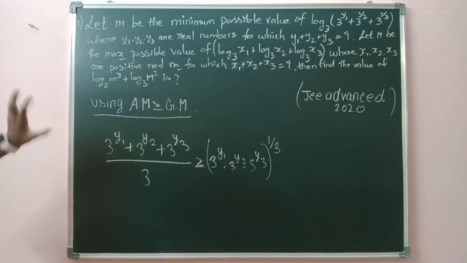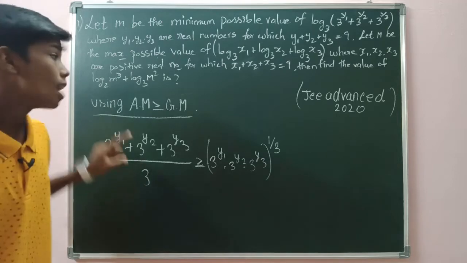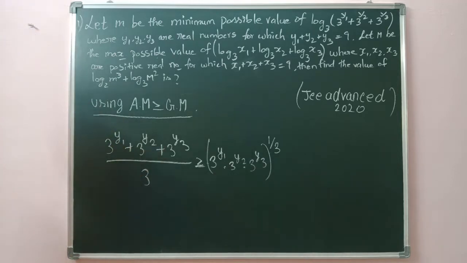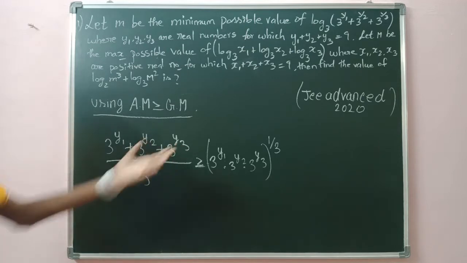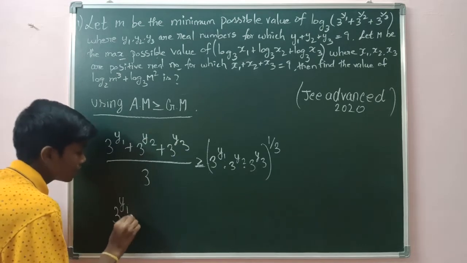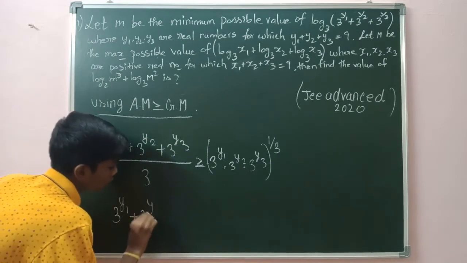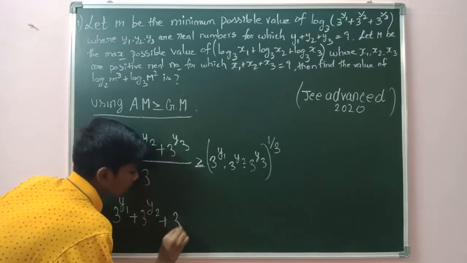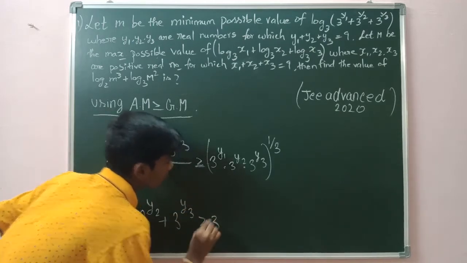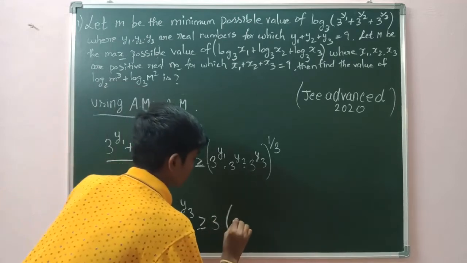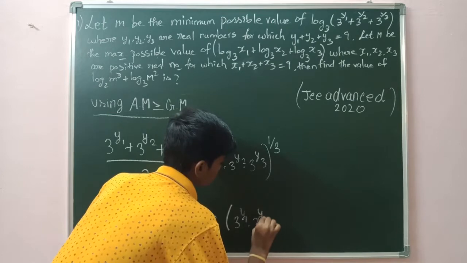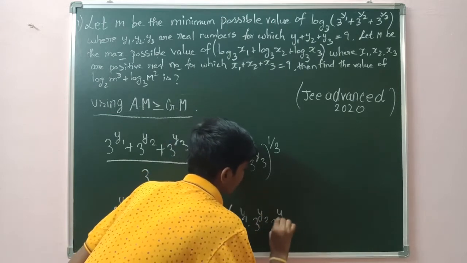This is the AMGM inequality form of expression that I wrote, and the terms that I took are 3 power y1, 3 power y2 and 3 power y3. Okay, that's all. So now people take this 3 to that side, so therefore I can write the same expression as 3 power y1 plus 3 power y2 plus 3 power y3 will be greater than or equal to 3 into 3 power y1 into 3 power y2 into 3 power y3.